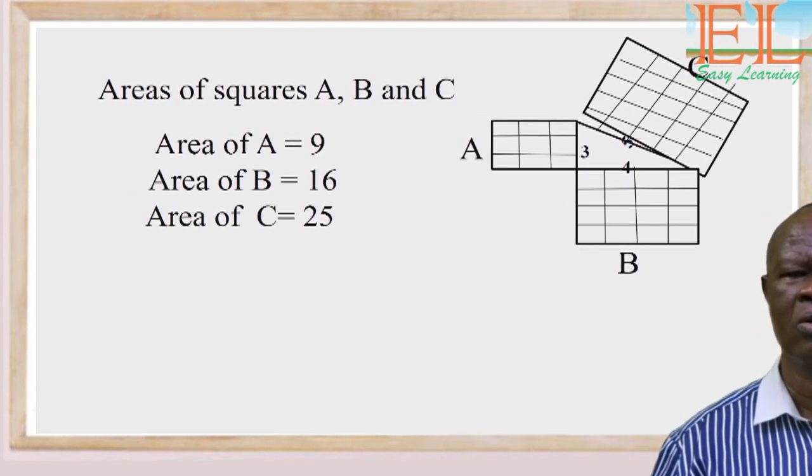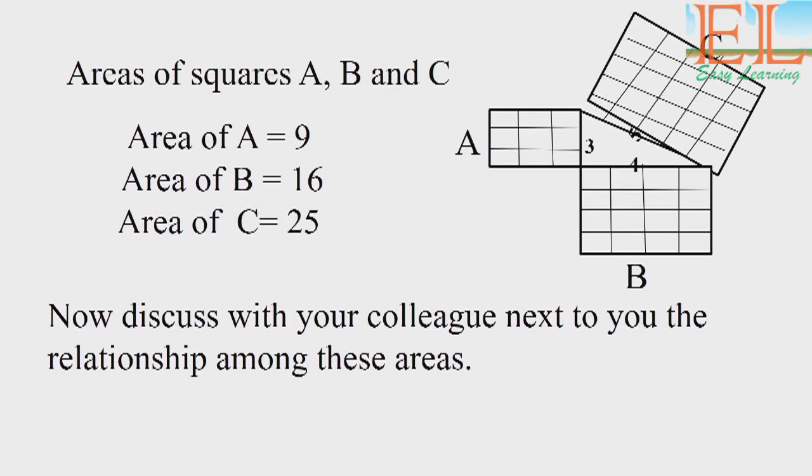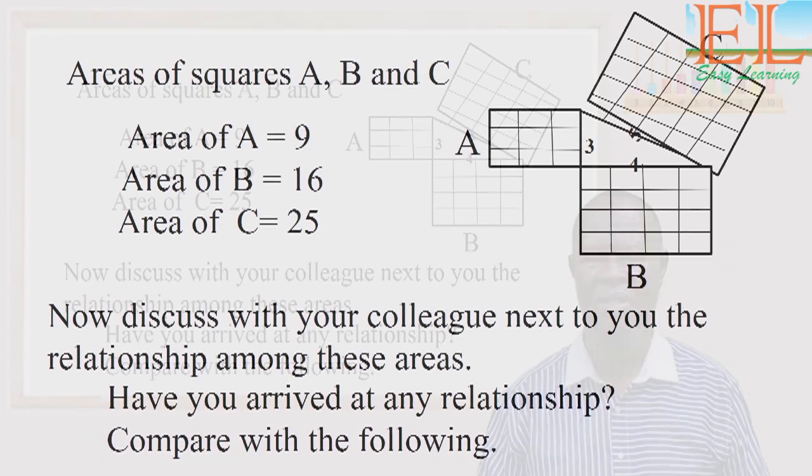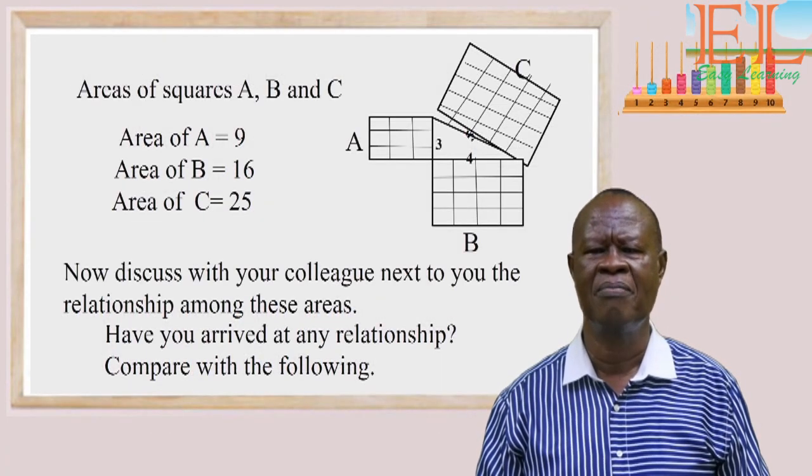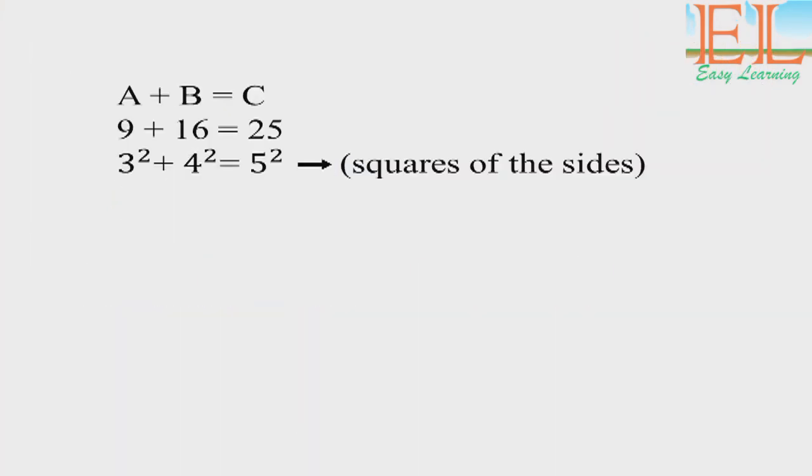Now discuss with your colleague or friend to show the relationship among these areas. What do you think will be the relationship? You have 9, 16, and 25. Can anybody tell me? Among the three. Yes. Your guess is perfect. We are having 9 plus 16 equal to 25. So that is the relationship you are getting as I asked you to do.